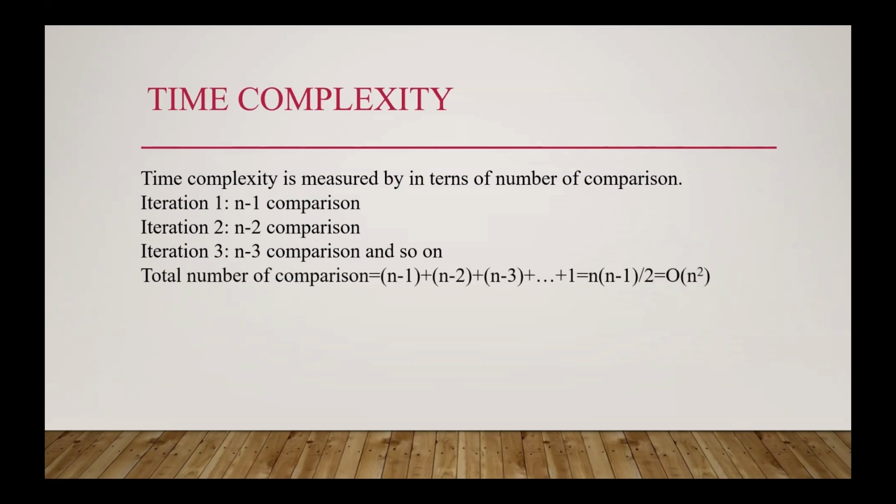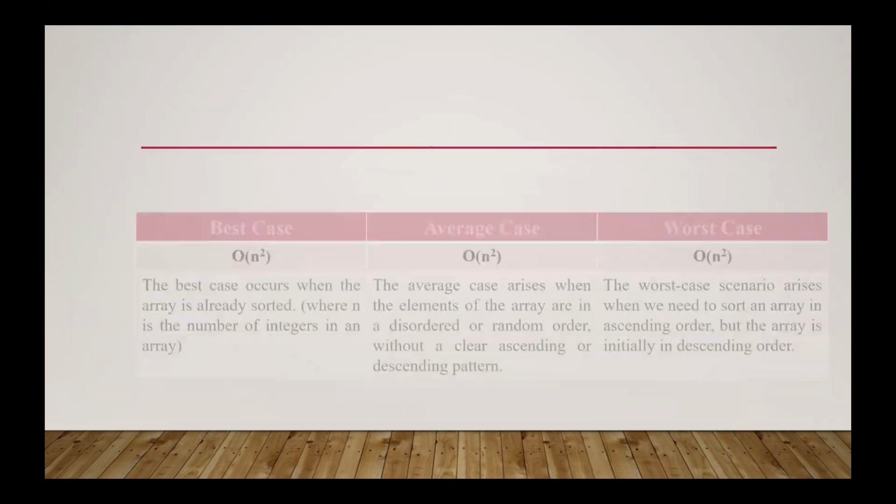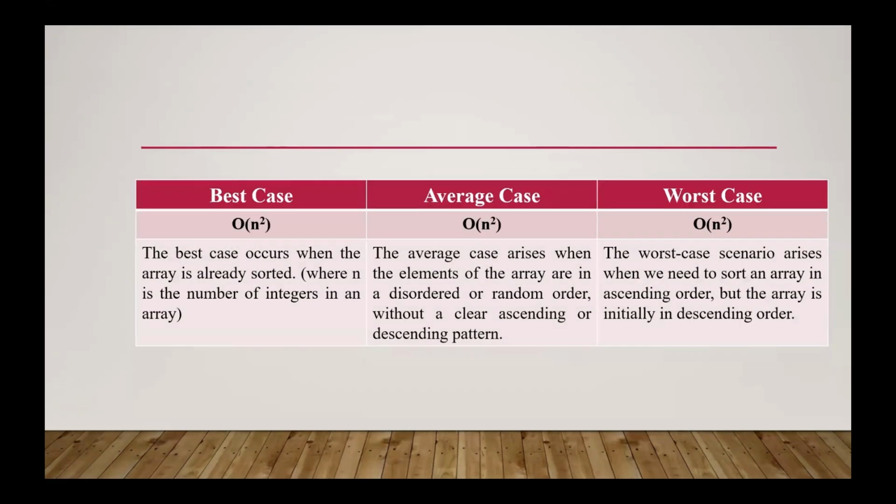So the total number of comparisons we have to perform is n minus 1 plus n minus 2 plus n minus 3 up to 1. So the total number of comparisons is of the order of n square. That is the order of n square even when the array is already sorted. If n elements are present for sorting in selection sort, the time complexity is order of n square.